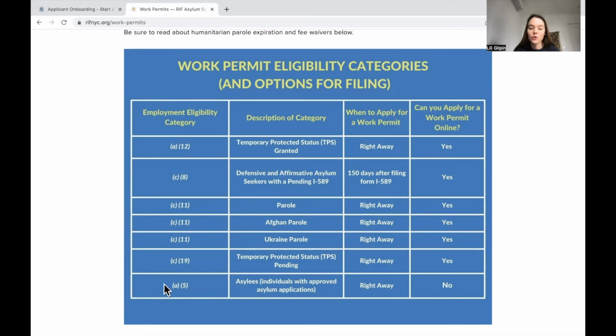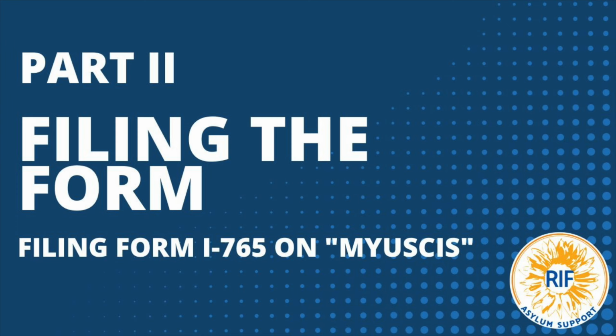It's also really important to note that if you need a fee waiver with your work permit application, you cannot file that online either. But if you're in the C8 category of defensive and affirmative asylum seekers, then your first work permit is free. So there's no charge for the first work permit, but if you're filing for a renewal or a second work permit, then they'll have that fee again.